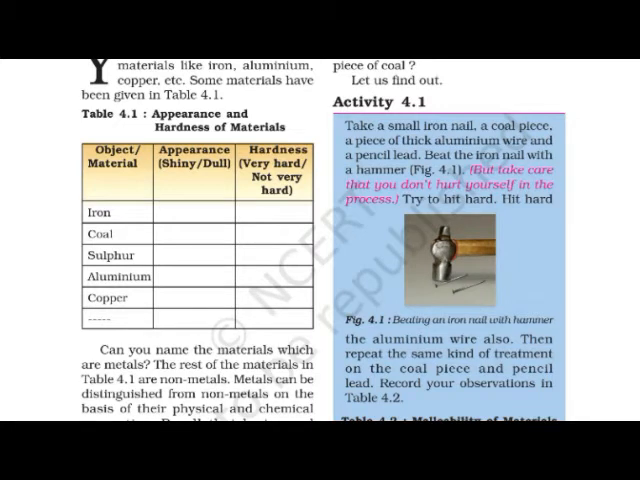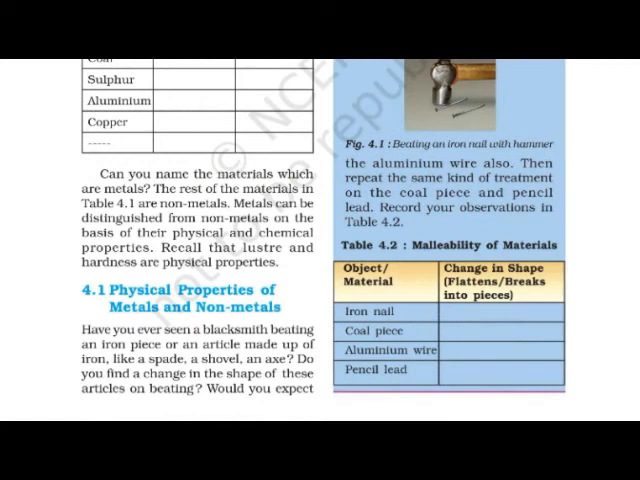Let me start point number 4.1, physical properties of metals and non-metals. Have you ever seen a blacksmith hitting an iron piece or an article made of iron, like a spade, a shovel or an axe? Do you find a change in the shape of these articles on beating? Would you expect a similar change if you try to beat a piece of coal? Let us find out.